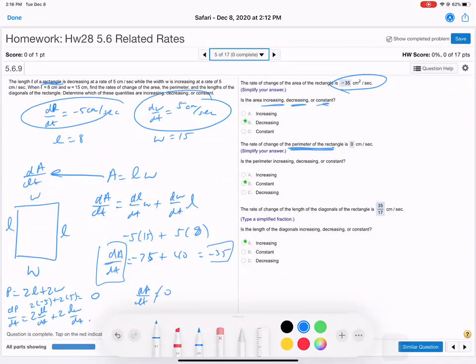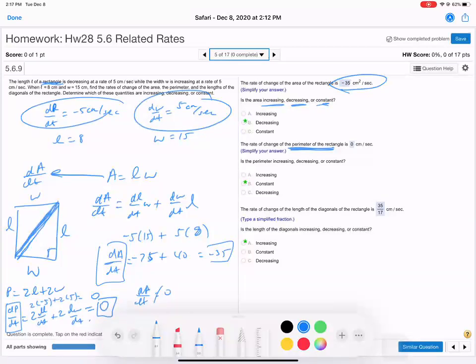So is the perimeter changing at all? No, because the change is 0. So it's constant. And then the last question is, what is the rate of the diagonal? So how do we find this diagonal?